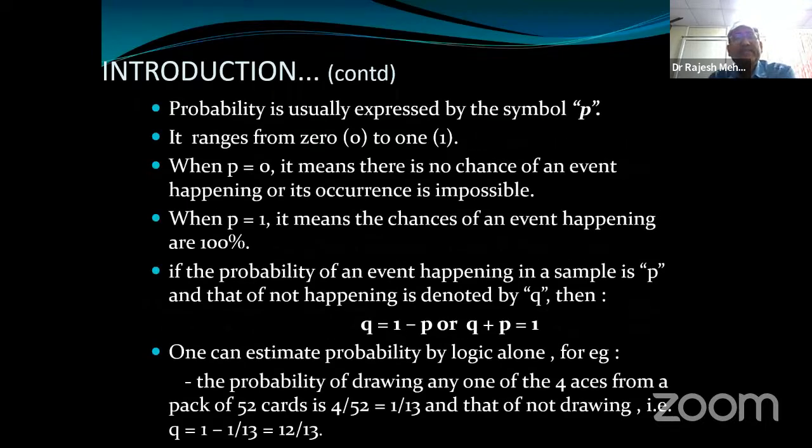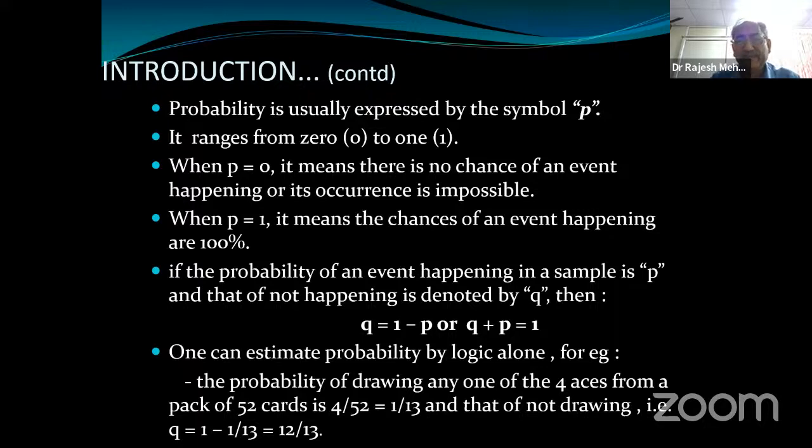So probability is usually expressed by the symbol P and it ranges from 0 to 1. It is easier to understand P provided you understand unity. Probability is always out of unity, and 1 is a unit. When you say percentage, cent is 100, percent means per 100. Similarly, probability by default is out of 1. So when P is 0, it is 0%. But when P is equal to 1, that means 100%, right?